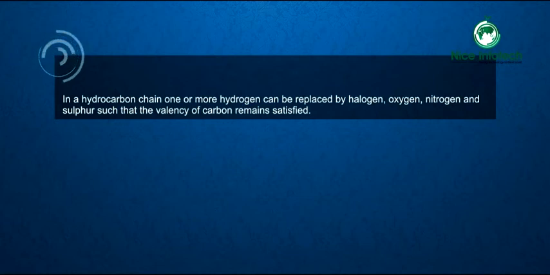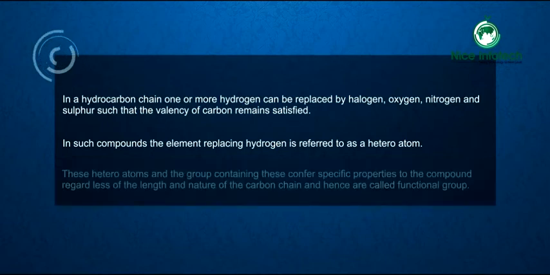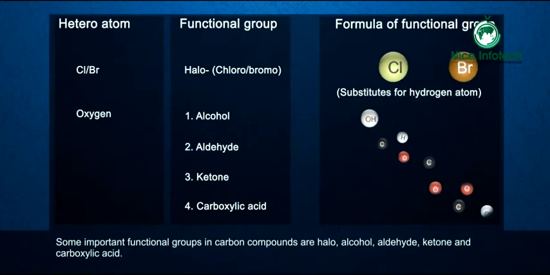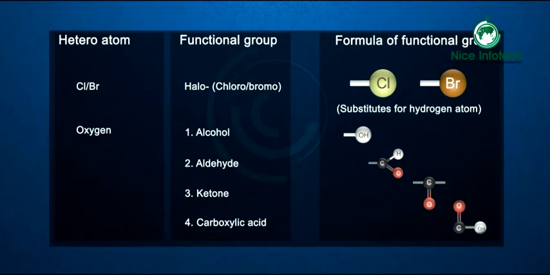In the hydrocarbon chain, one or more hydrogens can be replaced by halogen, oxygen, nitrogen and sulfur such that the valency of carbon remains satisfied. In such compounds, the element replacing hydrogen is referred to as a heteroatom. These heteroatoms and the groups containing them confer specific properties to the compound regardless of the length and nature of the carbon chain, and hence are called functional groups. Some important functional groups in carbon compounds are halo, alcohol, aldehyde, ketone and carboxylic acid.